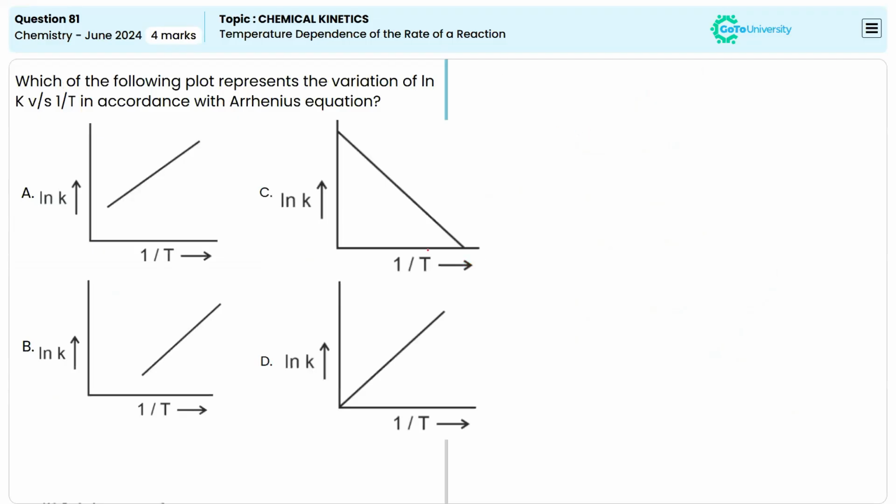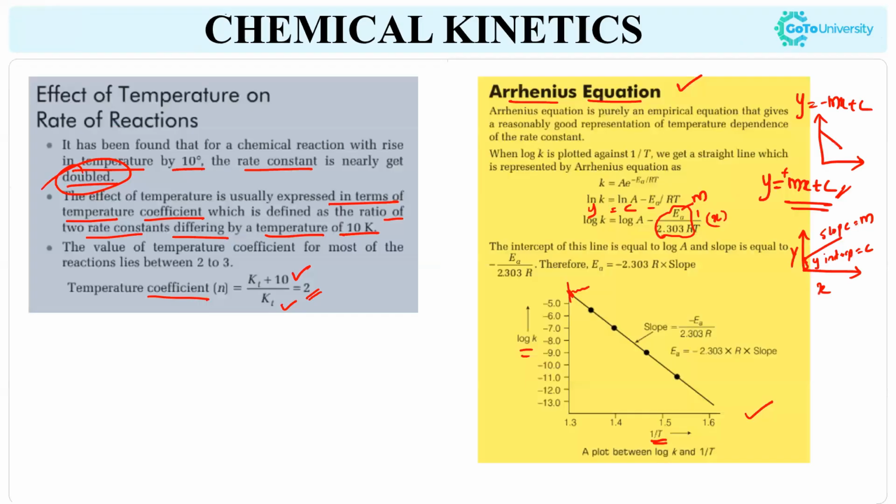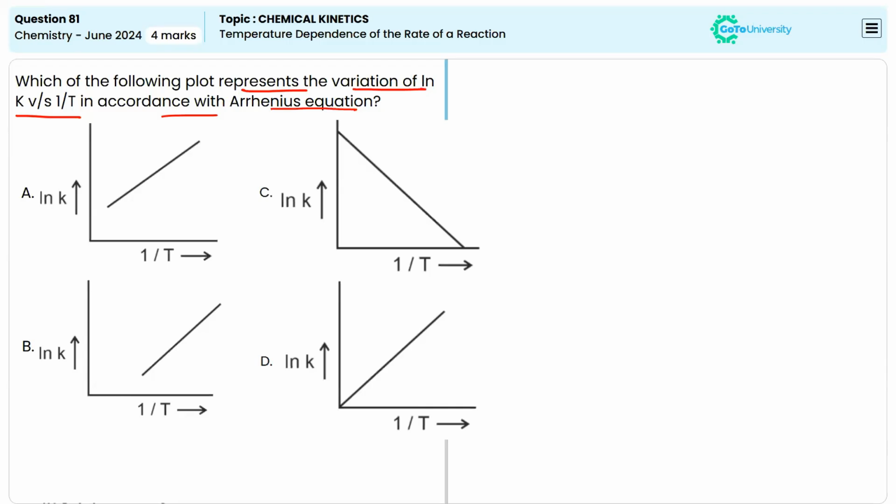Here we have four different graphs. We have to find the one which represents the variation of ln k versus 1 by T in accordance with the Arrhenius equation. This is what we explained before: the graph between ln k and 1 by T is a straight line with a negative slope. So using the same, the correct answer will be C. That is like y equals minus x plus c.